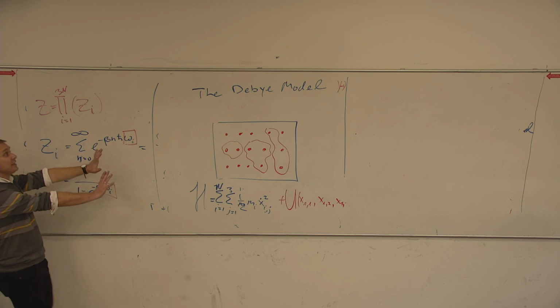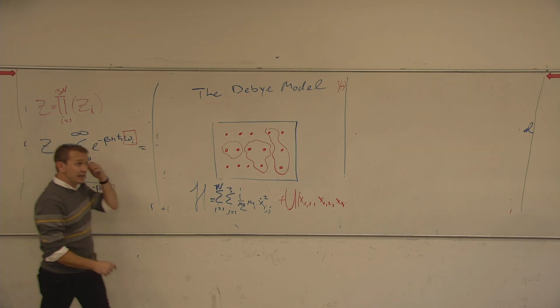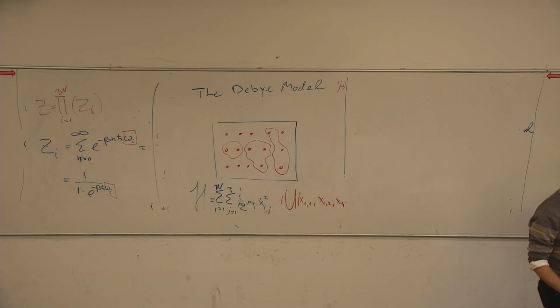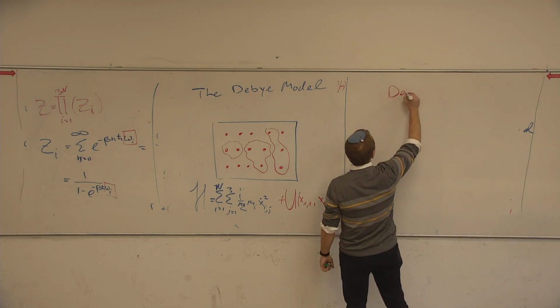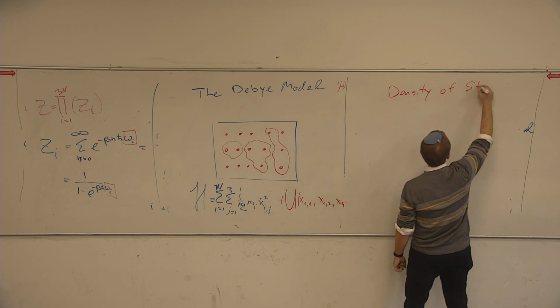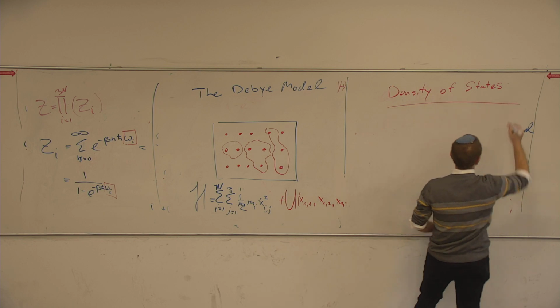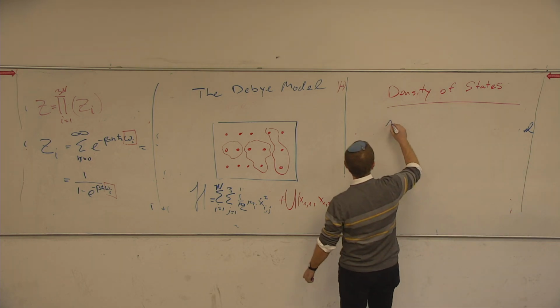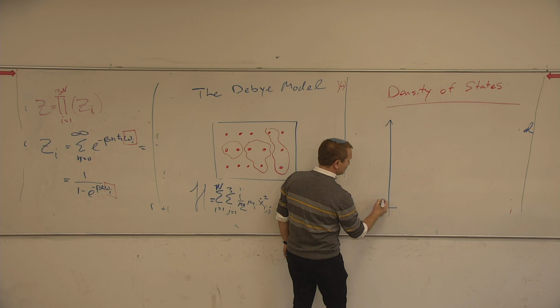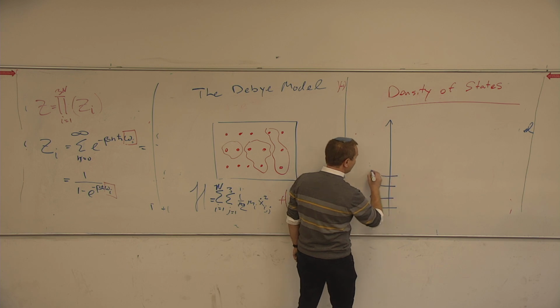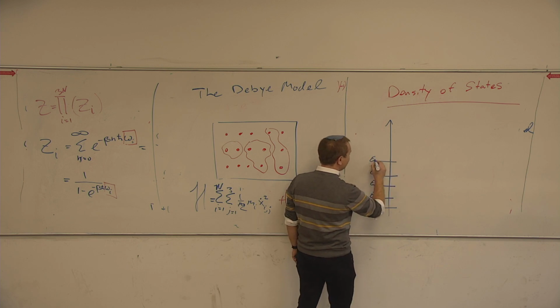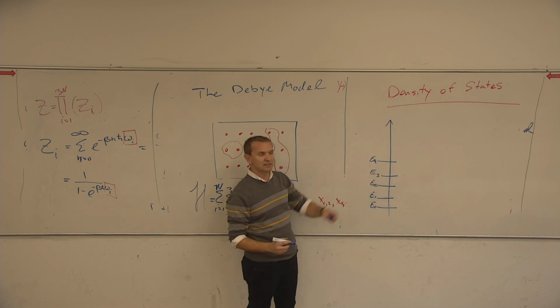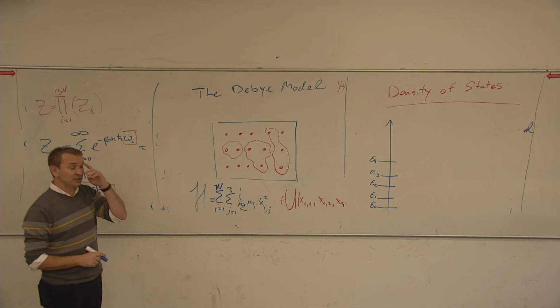Okay. Now, let's leave this introduction for a minute, and let's see how, in general, we treat situations when we have a continuum representation. This is called density of states. Right? So if I have energies E0, E1, E2, E3, E4, and those are the different states inside my system, my states are represented by a specific set of energies.